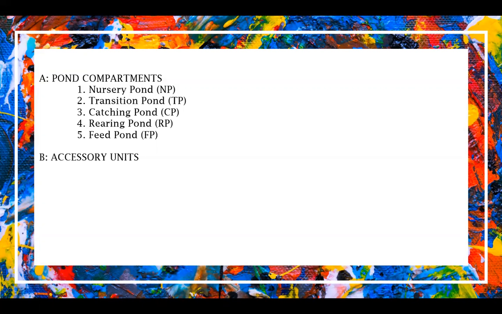Now let's talk about accessory units. The first one is the main gate. The main gate links the pond to the source of water. It also controls the water in the entire fish pond system. Next, we have the secondary gate, located adjacent to the supply canal. It controls the amount of water in each pond compartment. Then we also have the tertiary gate, which is a pipe located in between two pond compartments.